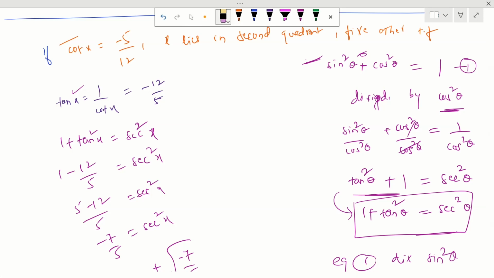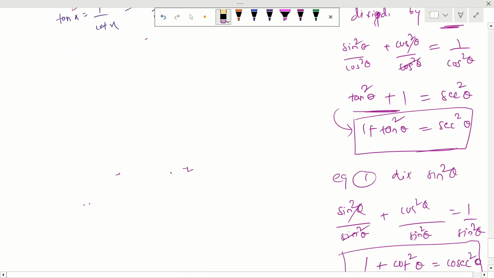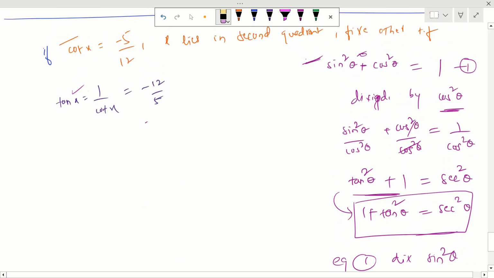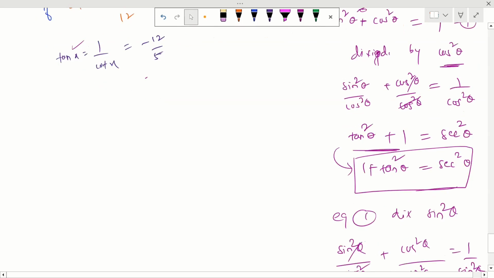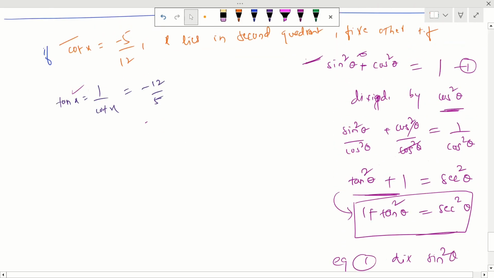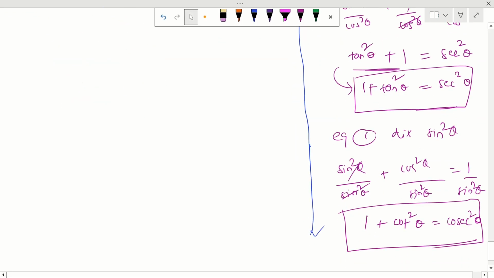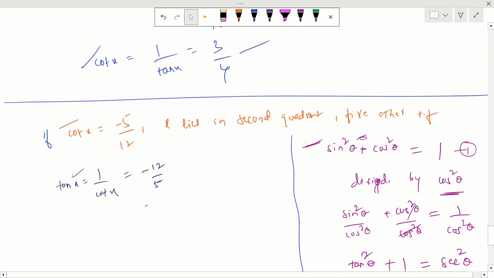Sorry. Okay, one mistake we have made here. So these two formulas are very important. 1 plus tan square theta is secant square, and 1 plus cot square theta is cosecant square. These two formulas we have derived. You just try to remember these formulas. How these formulas came, we discussed here.